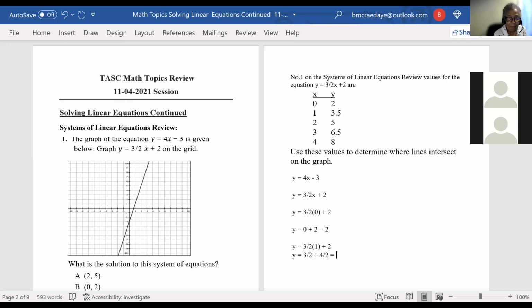You can add numerators when the denominators are the same. The denominators are the same, so you add the numerators: 3 plus 4 is 7. 7/2. You follow, Maureen? Yeah. Okay, so that's 7/2. And as a decimal, what's 7/2 equal to? It's an improper fraction. What would it be as a mixed number?